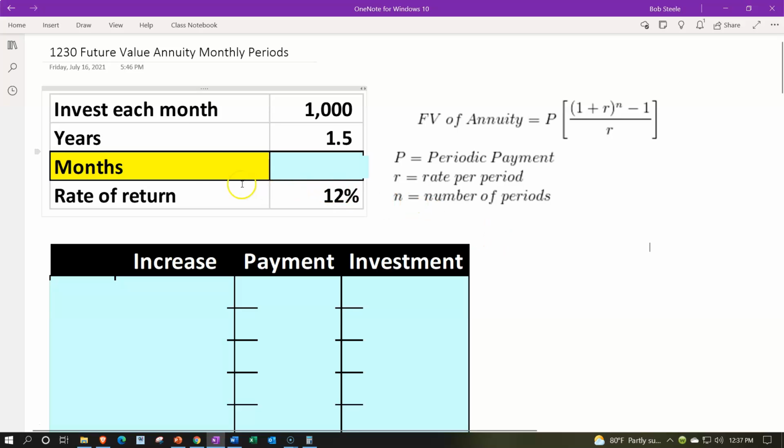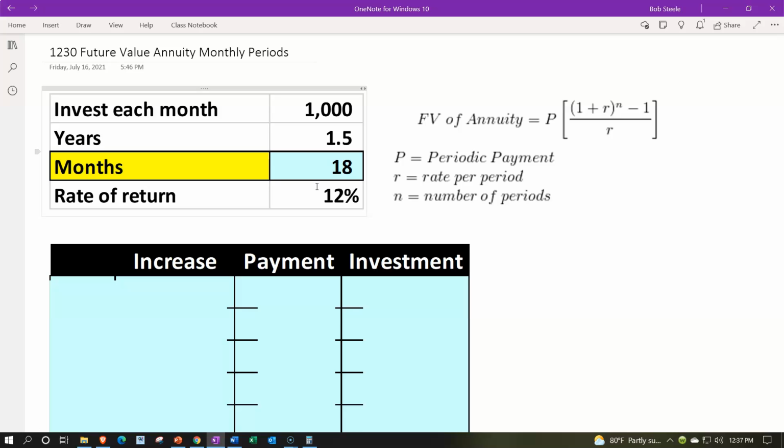Okay, so we have the invest each month. We're going to be investing $1,000 each month. For the years, we're going to say 1.5 years, which means on a monthly basis, 1.5 times 12 would be 18 months. So 18 being the periods. We're going to have a rate of return, which is going to be 12%. That's the yearly rate. Therefore, the monthly rate is a nice even 1%, 12 divided by 12 for 1%.